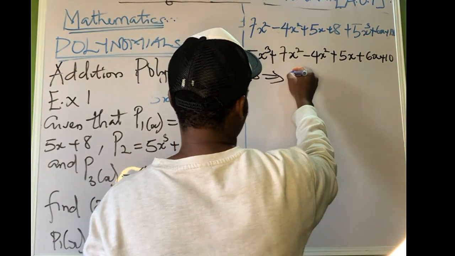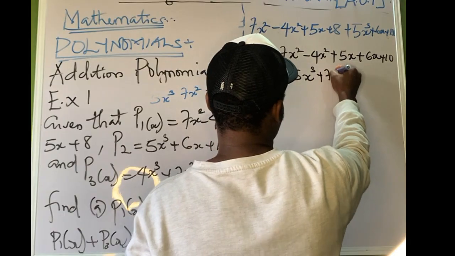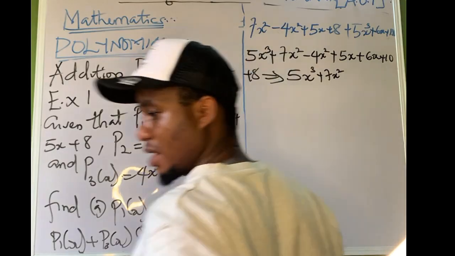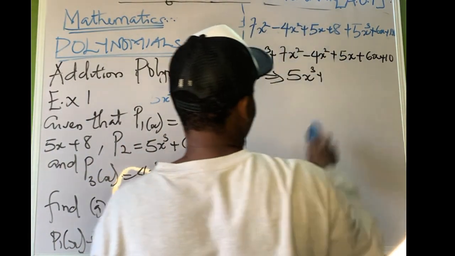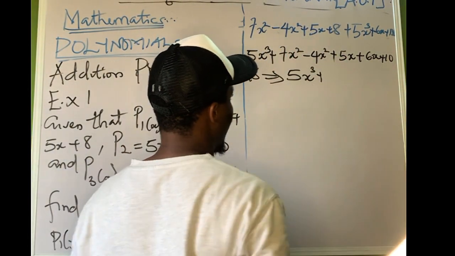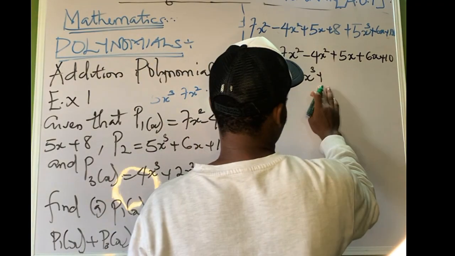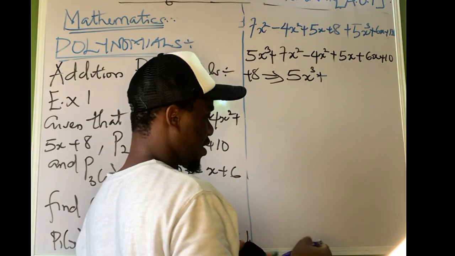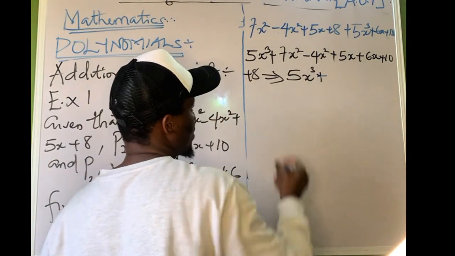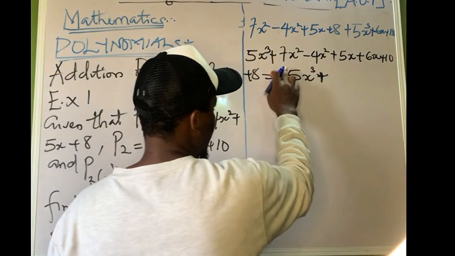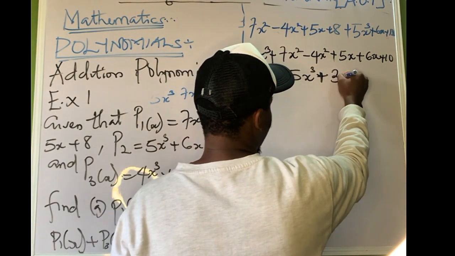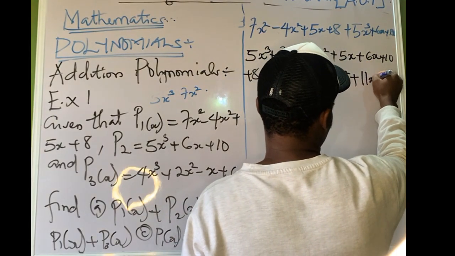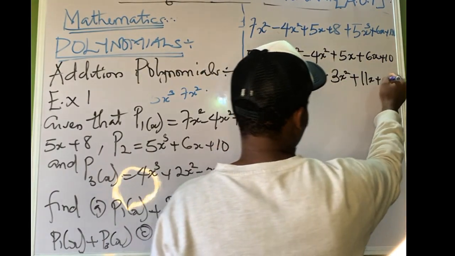So continuing, I now have my 5x cubed plus 7x squared. All right, so no, there is an error there. I have my 5x cubed, so 7x squared minus 4x squared gives us plus, because this one is higher than this, 3x squared. Plus we have 6 plus 5x, which is 11x, plus 10 plus 8.